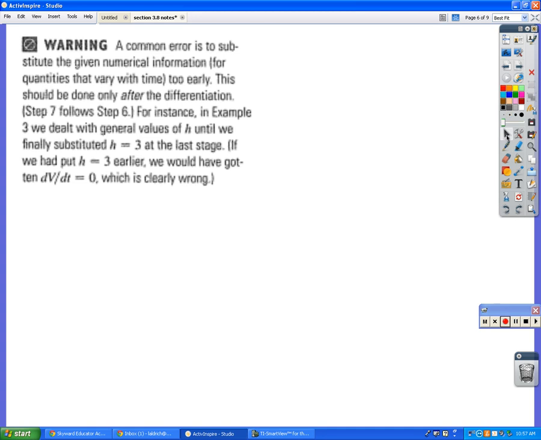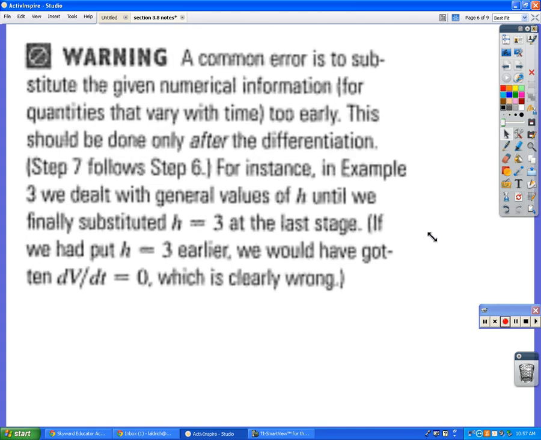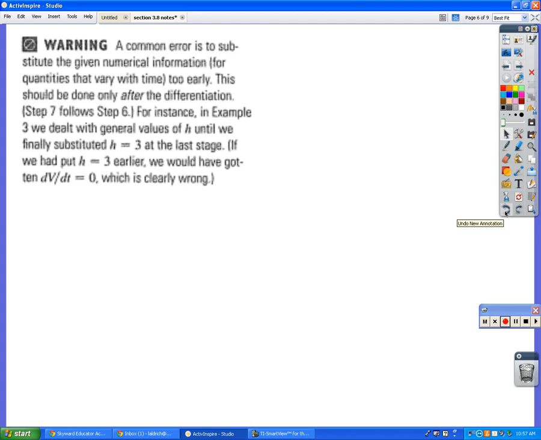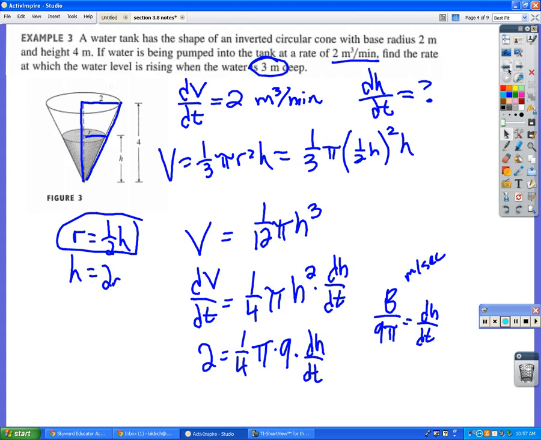Warning. Don't do any of this ever in your life. A common error is to substitute the given information for quantities that vary with time too early. In other words, sometimes students take this formula that we came up with, and then say, oh, well, the height is 3, so I'm going to plug in 3, and then solve that for the volume, and that's my answer.